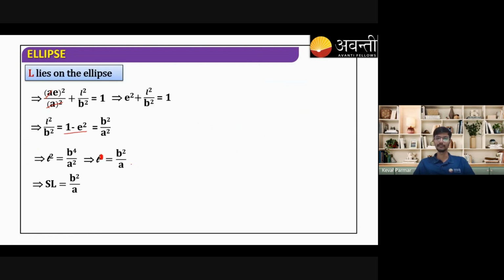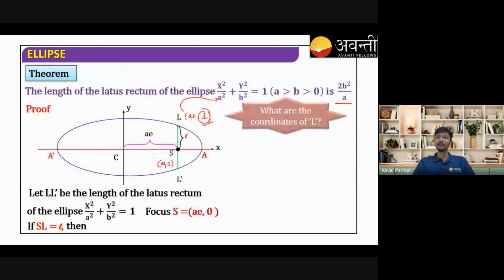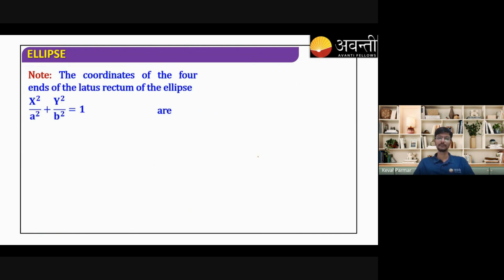Now let me bring the diagram again. If this length is L, this length is also L. Then L dash is the length of the latus rectum. And if L is b square upon a, the length of the latus rectum will be 2L, which is 2b square upon a. Right? We want this length of the latus rectum. Let's see what we have next.